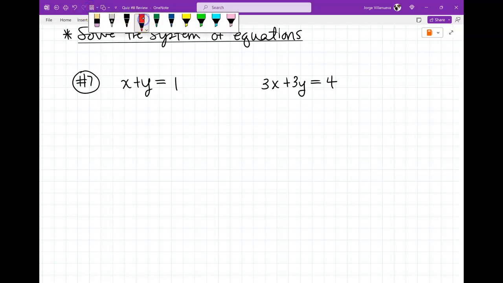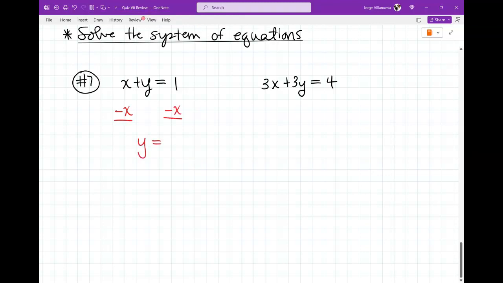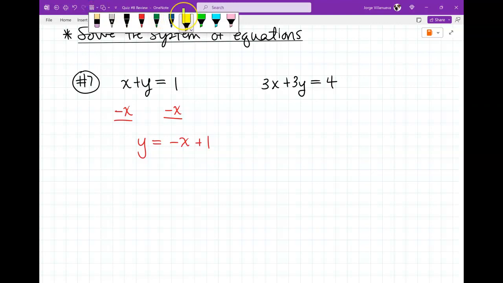Okay, if you wanted to solve for x, you can solve for x. It doesn't matter. So I'm moving the x over. I get y equal to negative x plus 1. All right? If you would have solved for x, you would have gotten negative y plus 1. I mean, no big difference. You'd just be subbing it into a different letter, that's all. But here's my y value.